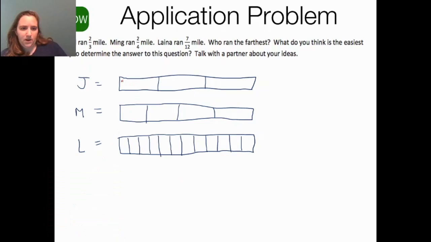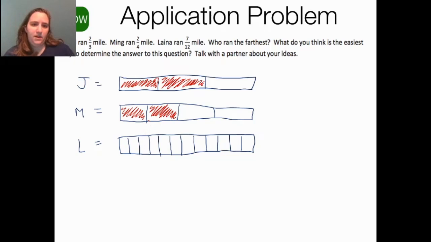So Jamal ran 2/3. I'm just going to go back and shade that in. 2/3. So that's 1, 2. And then it said Ming ran 2/4. So it's 1, 2. And it says Lena ran 7/12. So 1, oops.